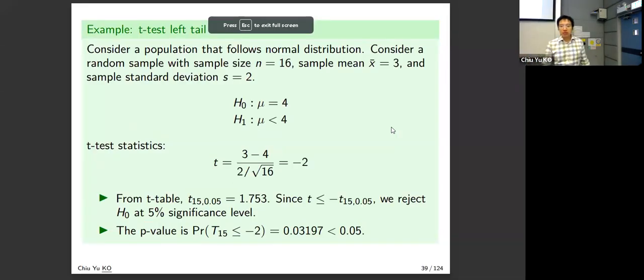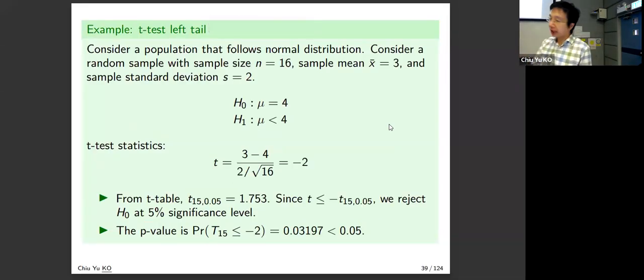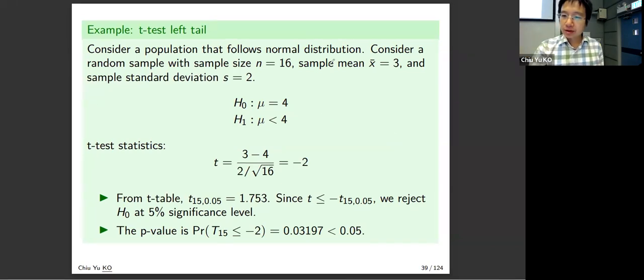So this is the T table, T again. Now I have n equals 16, X bar is 3, S is 2. The same idea goes on here. X bar is here.